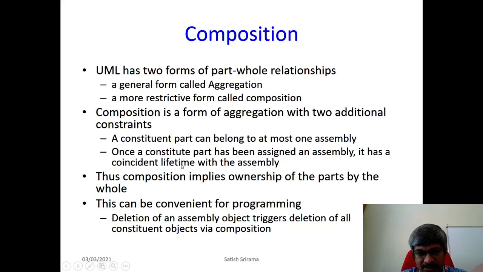So even if that lawnmower is destroyed, you can take the blade and fit it somewhere else. It is not a complete composition relation there. Thus composition implies ownership of the parts by the whole. This can be very convenient for programming, especially composition. Deletion of an assembly object, which is the one constituting all these things, triggers the deletion of all the constituent objects if you have a composition relation. Hope that is clear.